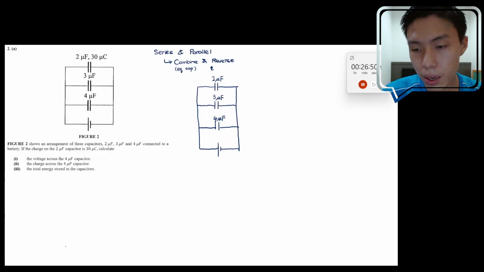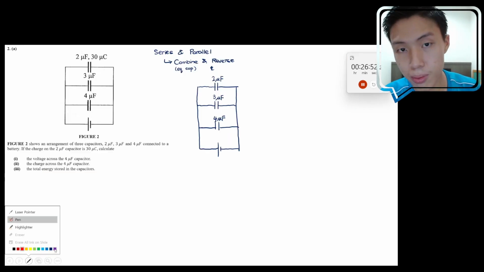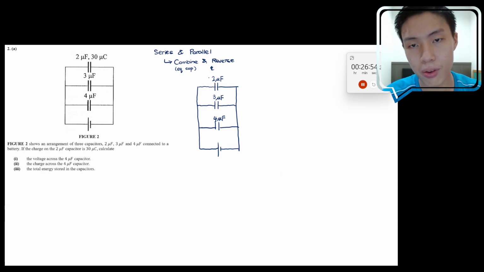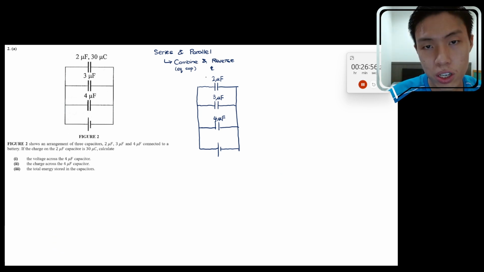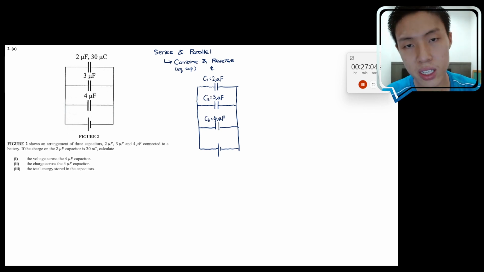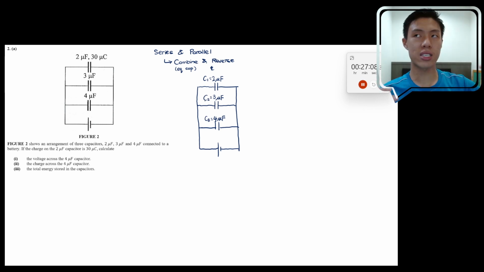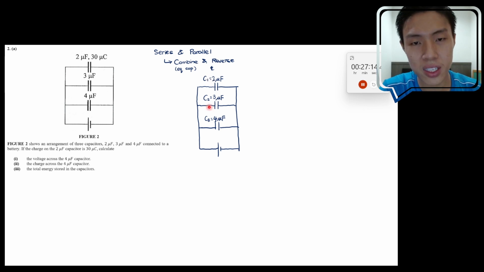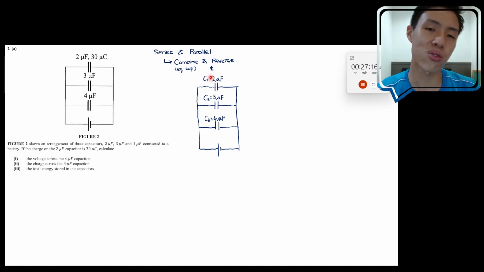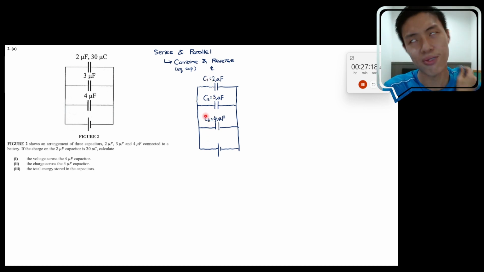So what I'm going to do now is give them names. Every time you do combine and reverse, make sure to give them names. So I can call it C1, capacitance 1, capacitance 2, capacitance 3. What my students sometimes do is they see 2, 3, 4 and call it C2, C3, C4. It makes it easier to do your substitution. But intuitively we'll call it C1, C2, C3. I don't think it's wrong to call it C2, C3, C4, though. I think it's fine as well.